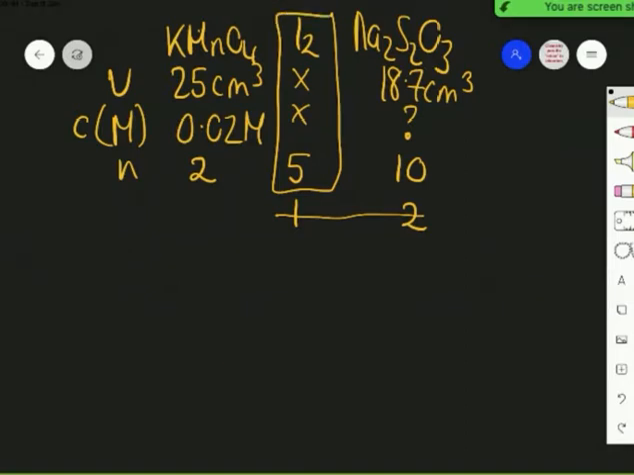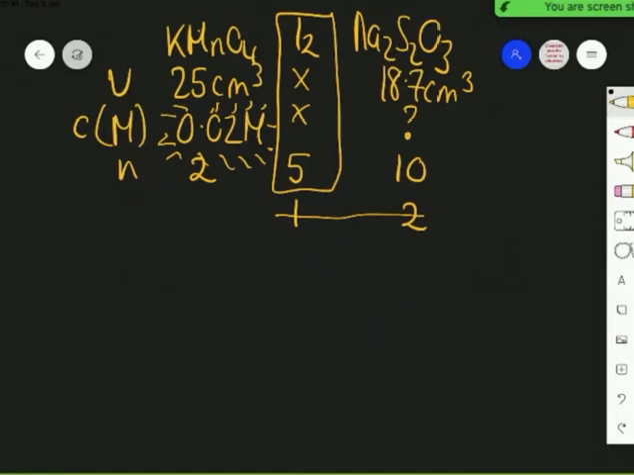So I will be starting in here, as we always do with our maths, and I will then work out the thiosulfate side. Does that make sense? So you have to use the numbers that you're given.